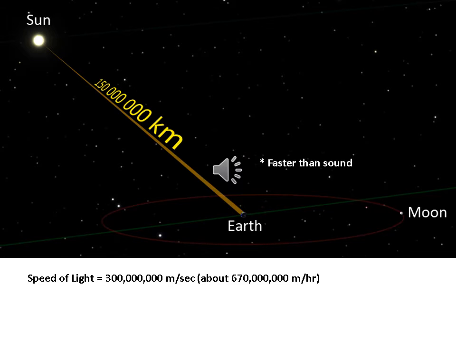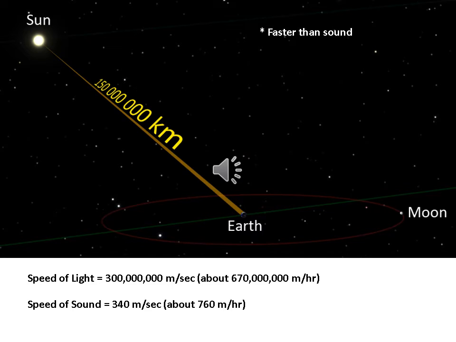Light moves faster than sound. The speed of sound is only 340 meters per second, which is about 760 miles per hour. 760 miles per hour is pretty fast, but not nearly as fast as 670 million miles per hour. So light is moving a lot faster than sound.